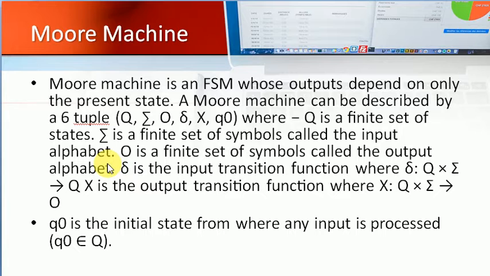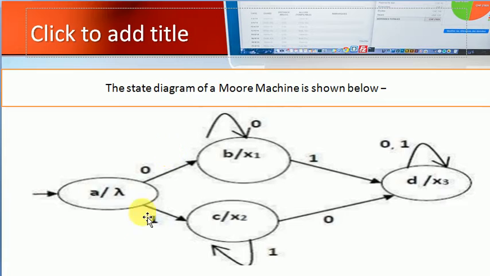Now we will see an example of a Moore machine. This is the state diagram of a Moore machine, and we can clearly see the first state is the initial state or the starting state. On giving the input 0 to the initial state we go to another state, and the same when we give the input 1 to the initial state, we go to another state.